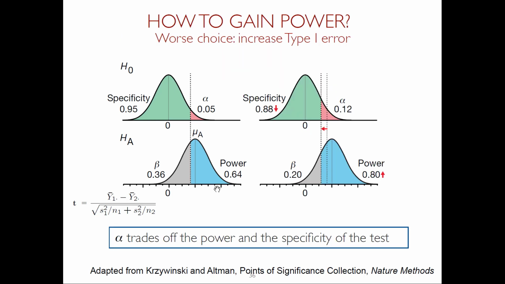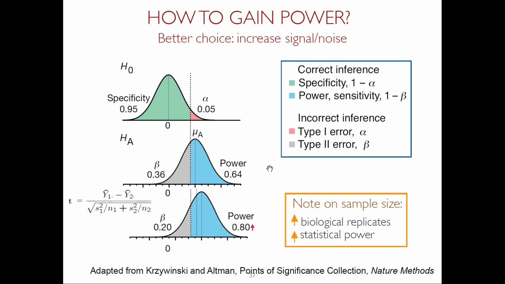So one really bad choice to gain power is to have larger alpha and say, I will reject the null hypothesis for everything where the p-value is below 0.1 or 0.15 or 0.2, because then we have a lot of false positives. A better way to increase statistical power is to shift this distribution of plausible values of signal to noise to the right. And we can do it, for example, when the protein is more regulated, but we can also do this by increasing the sample size.